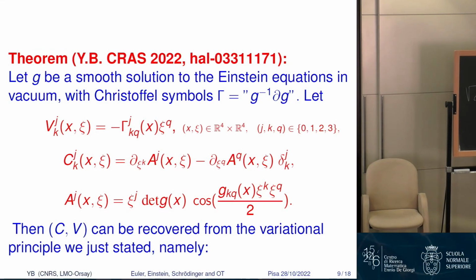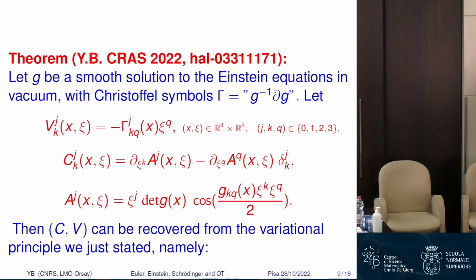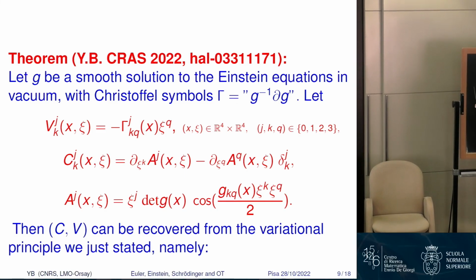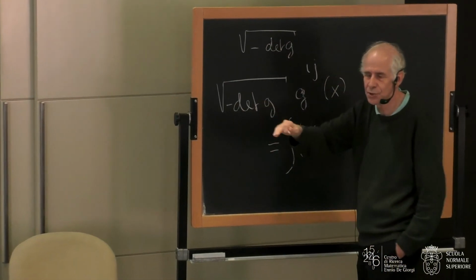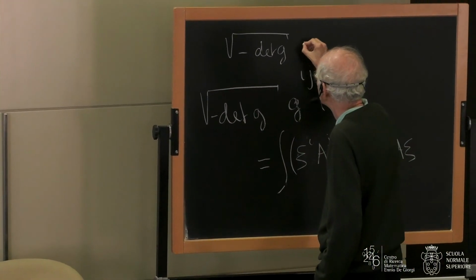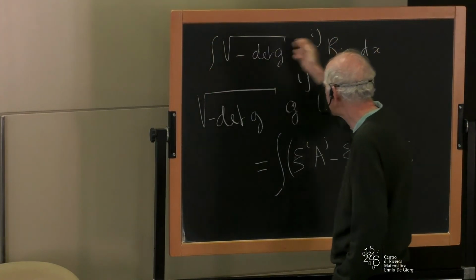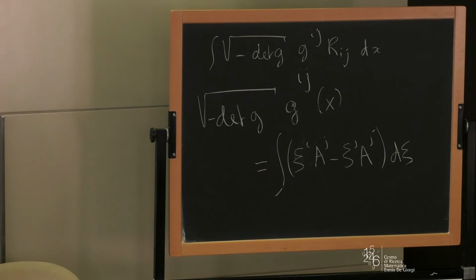I don't know if it's a known trick, but the Hilbert-Einstein action looks like that. You have the square root of minus the determinant of G, with signature minus one, and you get Gij Rij dx. But actually, this is really a Gaussian integral, and it turns out this is the same as CV square with this formula. It's a Gaussian integral on the tangent space, and it must be known. It's so clear and obvious.